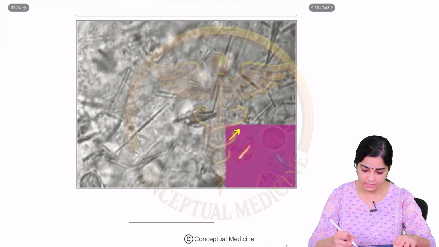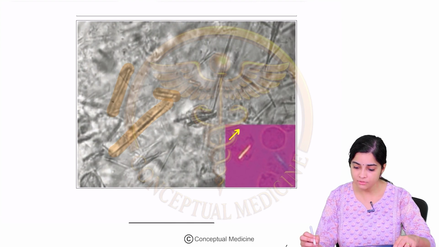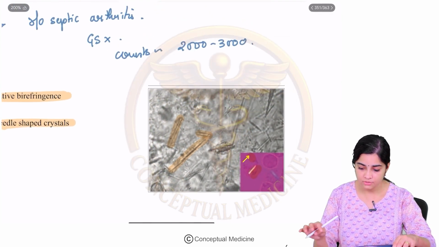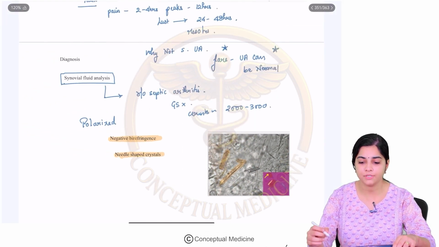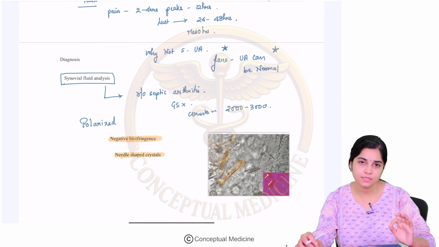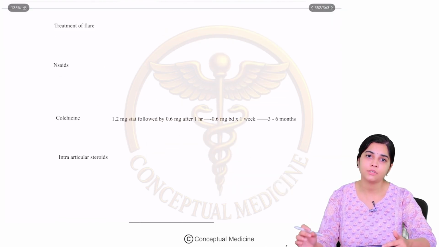Very important. Can you see these needle-shaped crystals? Right? You put them under a polarizing microscope, so they are negatively birefringent. Okay? So a negatively birefringent needle-shaped crystal is a characteristic feature of acute gouty arthritis. Clear? So this is how you diagnose your gout. Now, how do you treat an acute episode?